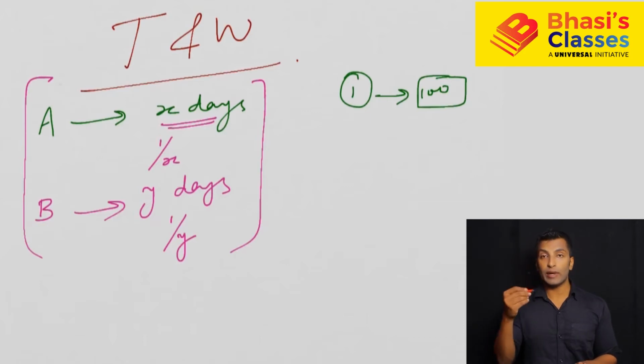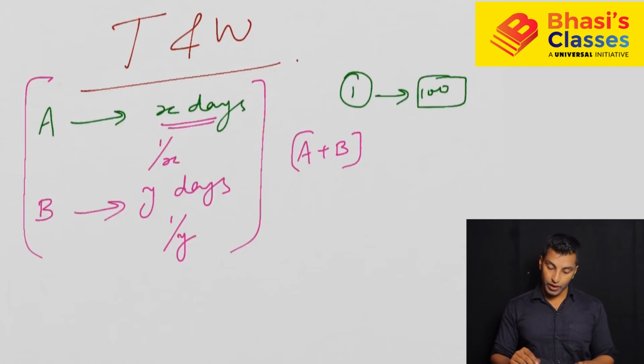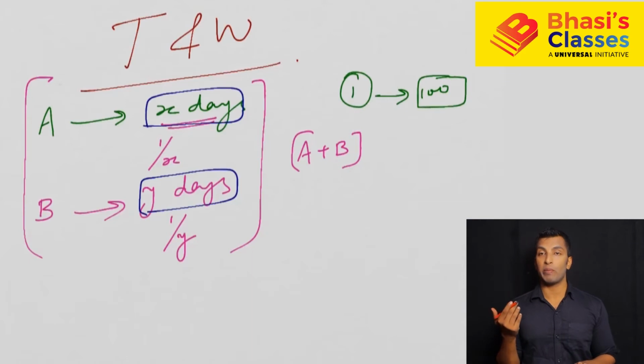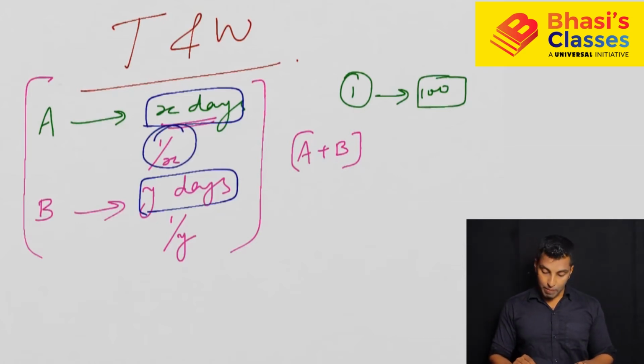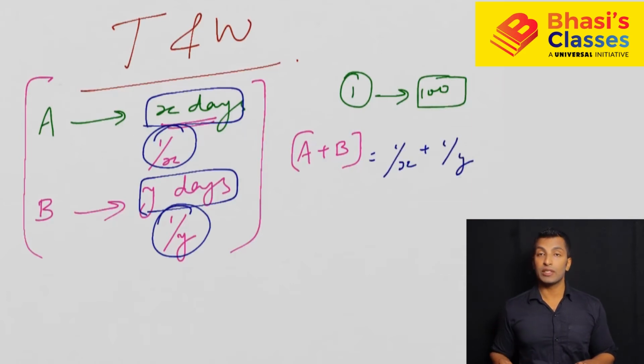Now let's look at the possible questions. They will ask you A plus B working together, how many days will it take to complete the work? A can finish in X days, B can finish in Y days, A plus B together in how many days? What you need to know is how much A plus B can do in one day. In one day A can do 1 by X, B can do 1 by Y. So A plus B can do 1 by X plus 1 by Y. This is what A and B can do together in one day. If you take LCM, you will understand that this is X plus Y divided by XY. This is the work completed in one day.